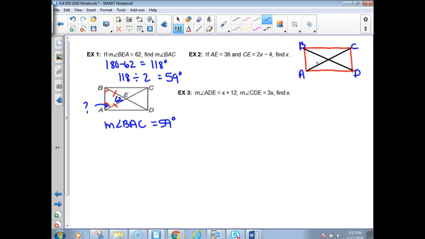and then it says AE, A to E, well E is here, is 36, and C to E is 2x minus 4. Well, that's a diagonal. A to C is a diagonal, and those two pieces are equal because the diagonals bisect each other. All right, so 2x minus 4 equals 36. We would add 4. We would have 2x equals 40, and divide by 2 to get x is 20.